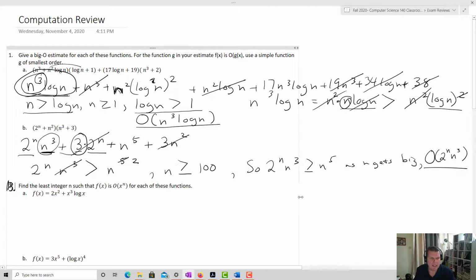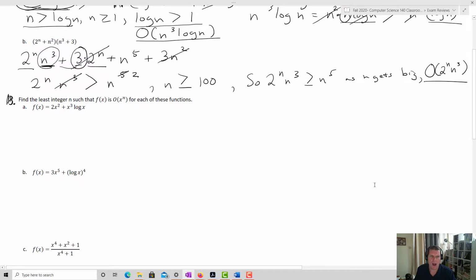So now, find the least integer n such that f of x is O(x to the n) for each of these functions. So now let's take a look at A. F of x is equal to 2x squared plus x cubed log x. And so when I look at that, I want to pick an n. So that's O(x to the n), so that's polynomial powers. So I know that n is going to be greater than 2, because I've got this x cubed term. So n's got to be greater than 2. In fact, n's going to be greater than or equal to 3 because we have x cubed times log x.